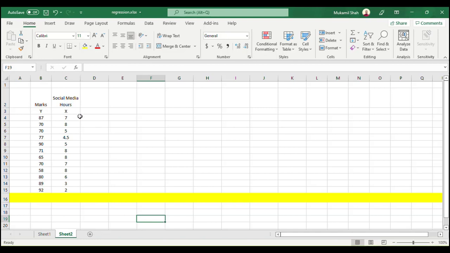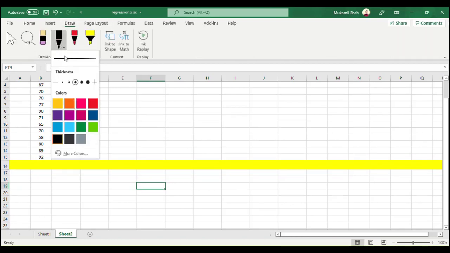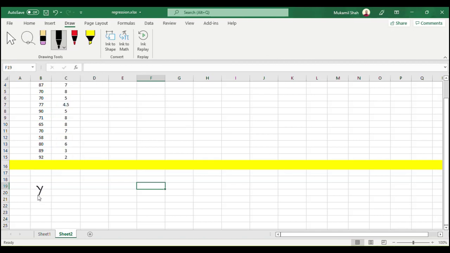If marks is denoted by y and the time allocated for social media is denoted by x, then clearly we want to regress y on x, and y is a function of x. The regression line may be y equals beta naught plus beta 1 x plus e, where e is the error term. So we want to quantify beta naught and beta 1.